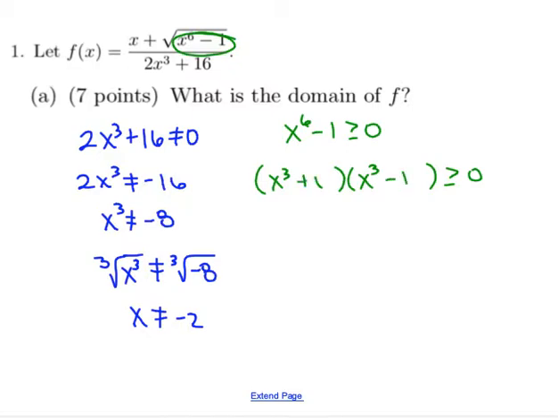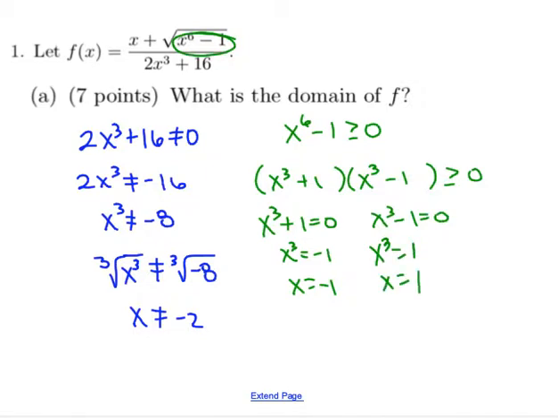And then I would find my zeros. So I would have x cubed plus 1. I would solve that. And then I would have x cubed minus 1 equals 0. So this is x cubed equals -1. And then I would take the cube root. So x is equal to -1. The cube root of -1 is -1. Then I would go ahead and on the other side, add 1. Take the cube root. So x is equal to 1.